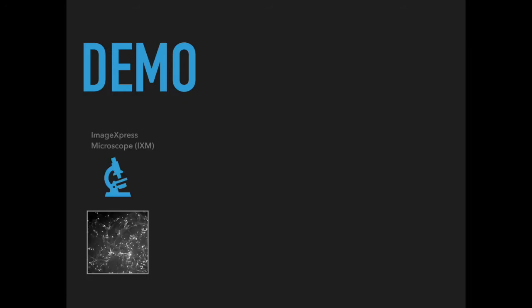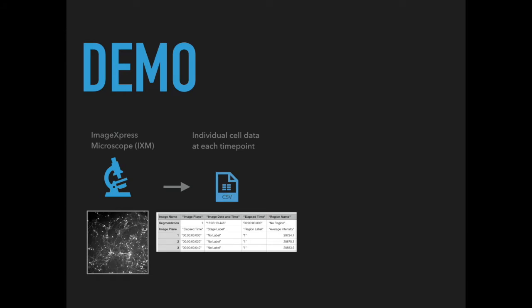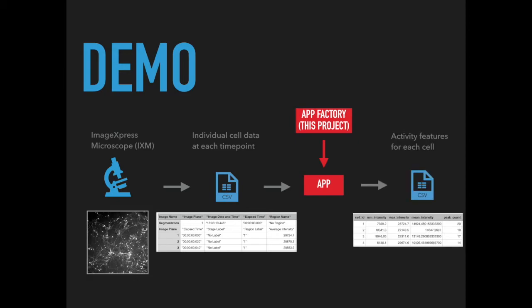For this demo, let's assume I'm a scientist using this particular microscope to visualize a population of neurons. The microscope allows us to watch these recordings and also export the brightness of individual cells at each time point. However, the output isn't really clear and doesn't give us any comparable metric of cellular activity. So to address this, we will use this project to generate an app that can take the output from the microscope and turn it into useful and readable measurements of activity.